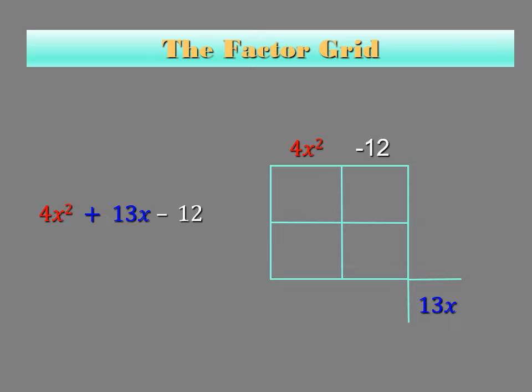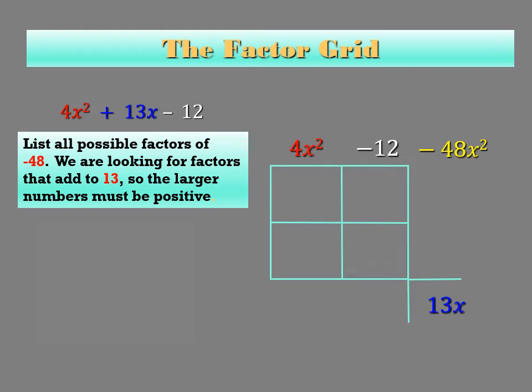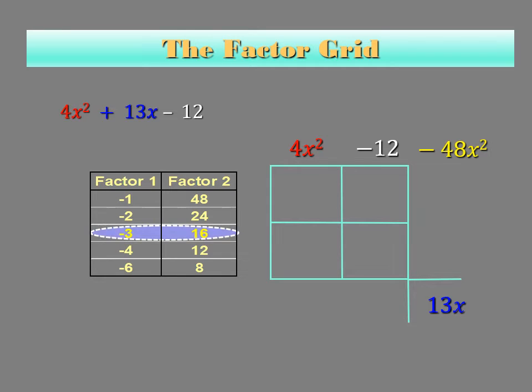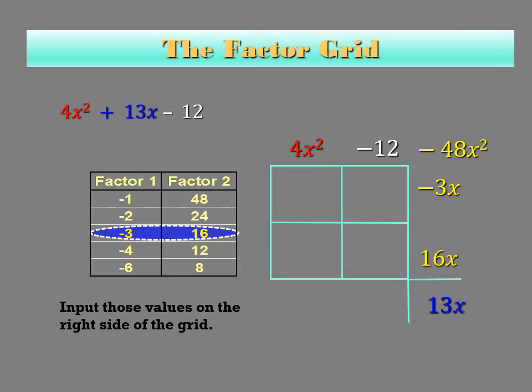We're going to list the factors. We're going to multiply 4 times negative 12, that's negative 48x squared. Then factors of negative 48, and we're looking for the factors that add up to 13. And we're going to list these factors as such.